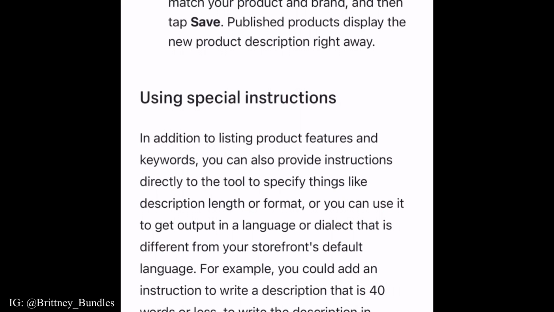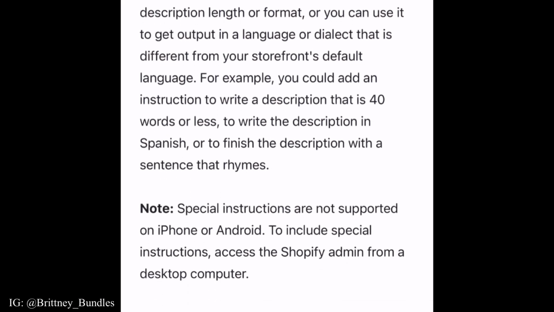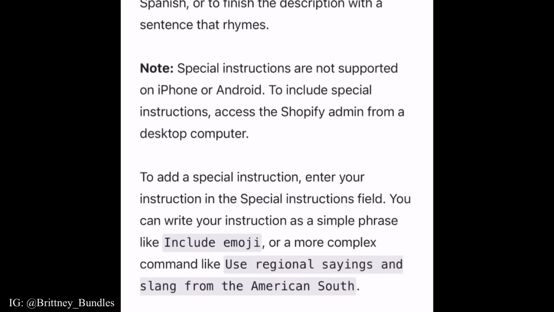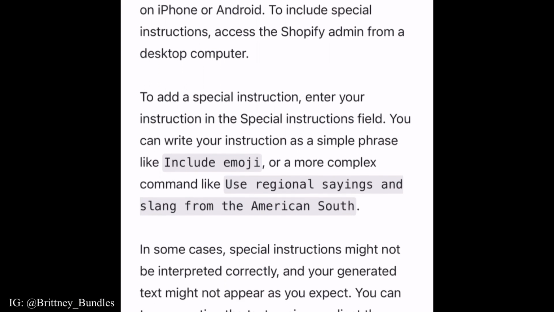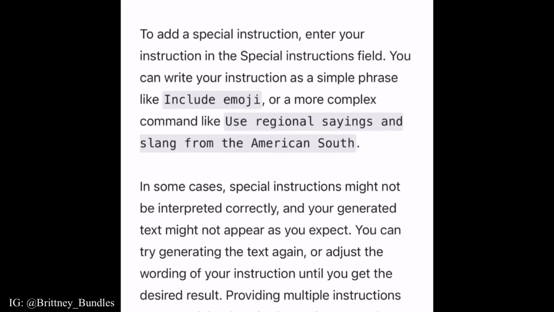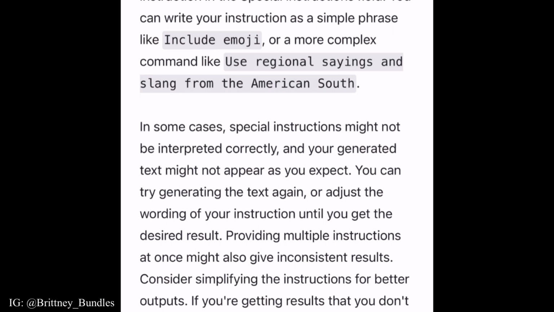To add a special instruction into the special instructions field, you can write your instruction as a simple phrase like "include emoji," or a complex command like "use regional sayings and slang from the American South." In some cases, special instructions might not be interpreted correctly and your generated text may not appear as you expect. You can try generating the text again or adjust the wording of your instruction until you get the desired result. Providing multiple instructions at once might also give inconsistent results. So consider simplifying the instructions for better outputs.